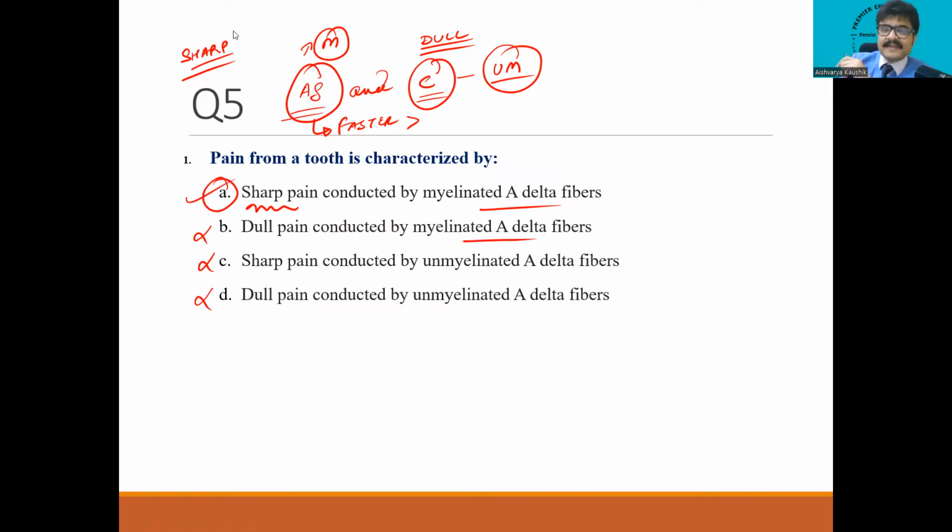So that is the approach with which we solve our MCQs. We don't let our examiner confuse us, right?